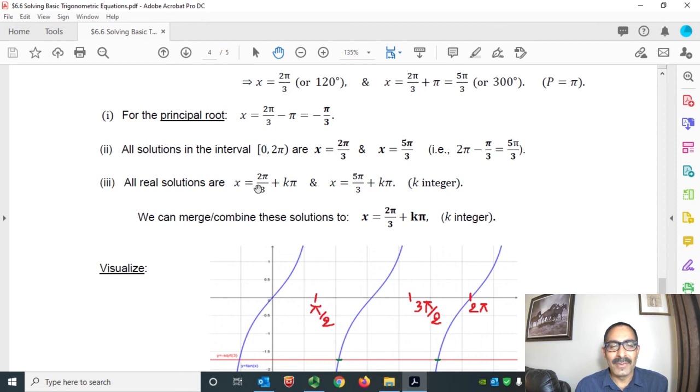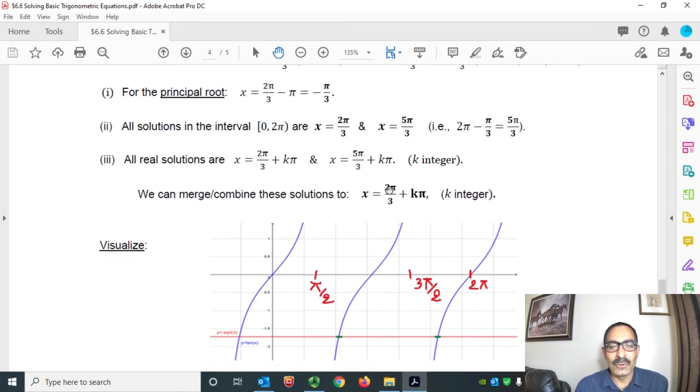By the way, we can merge these two solutions into one, which is x equals 2 pi over 3 plus k pi. Let me check quickly here. If you put k equals 1, then 2 pi over 3 plus pi. Multiply pi by 3 over 3. So the LCD is 3, then 2 pi plus 3 pi over 3 gives 5 pi over 3, which is here. Great, so we can combine these two into one.